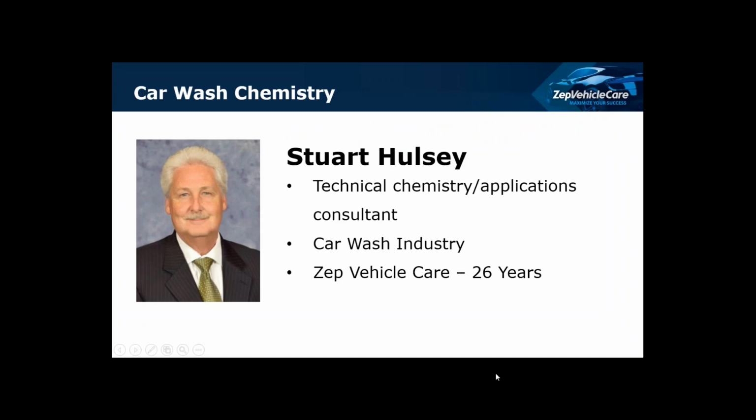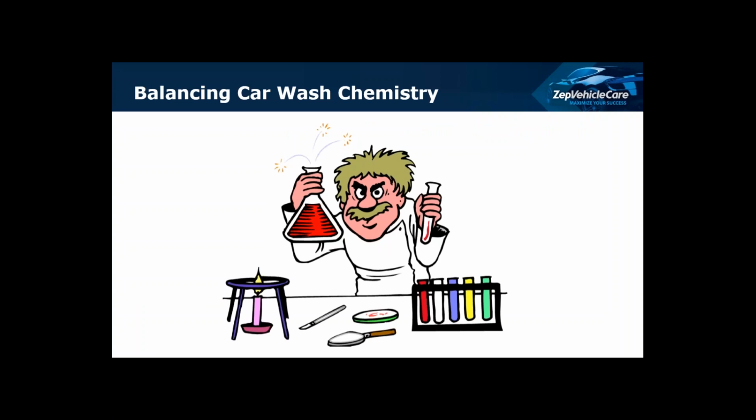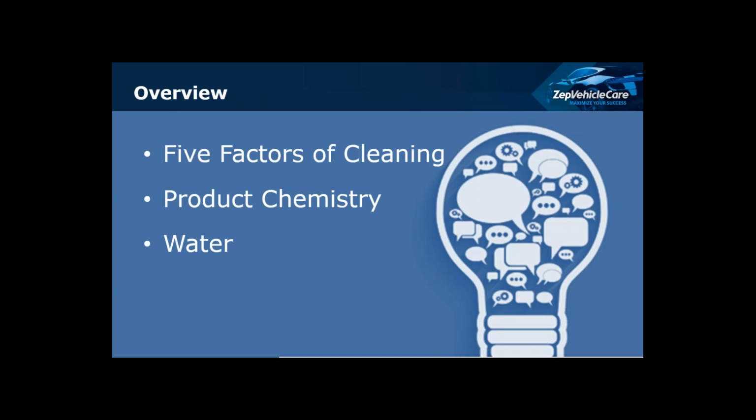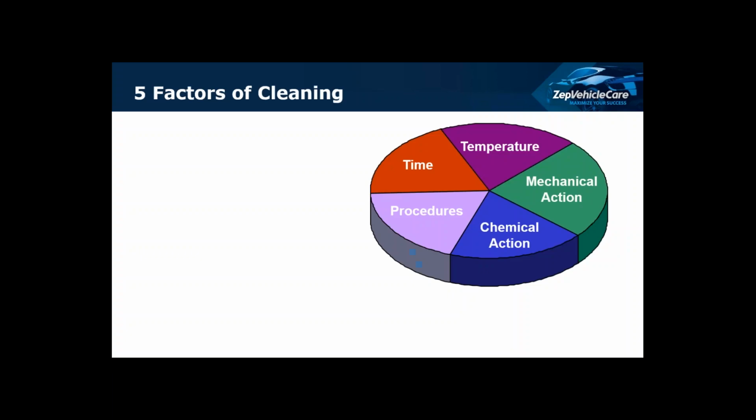Since you know who I am, we'll just get right into our discussion today, balancing the chemistry of a car wash. So first of all, we have to ask ourselves, what are we looking to do? An overview of what we're going to talk about in the next 35, 40 minutes is something we refer to as the 5 factors of cleaning. We'll also talk about some product chemistry, and a little bit about water and how that plays a factor into balancing the chemistry of a car wash.